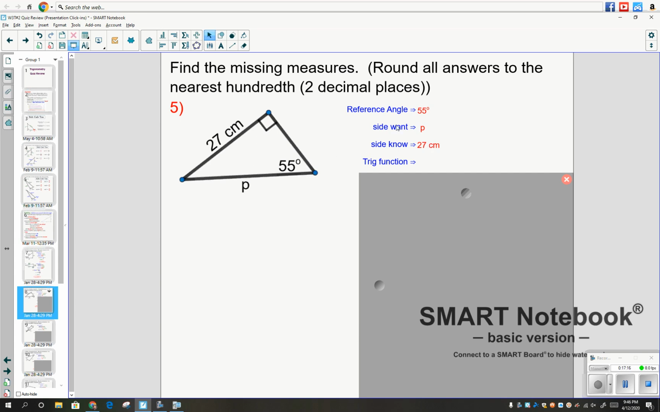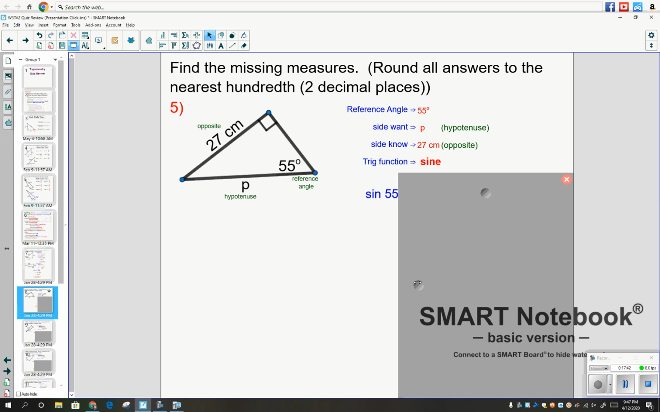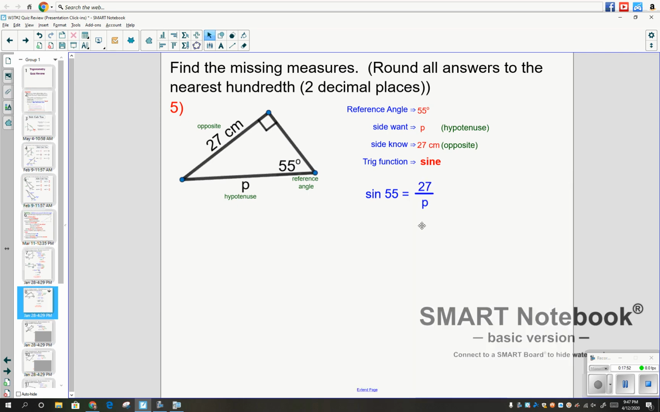Well, P is across from the right angle. That means P is the hypotenuse. 27 is across from my reference angle. It's the leg that is across from it, so that's opposite. Which trig function uses opposite and hypotenuse? That would be sine. Sine of the angle. Sine of 55 equals the ratio of opposite over hypotenuse. The opposite side is 27. The hypotenuse is P, so it's 27 over P.